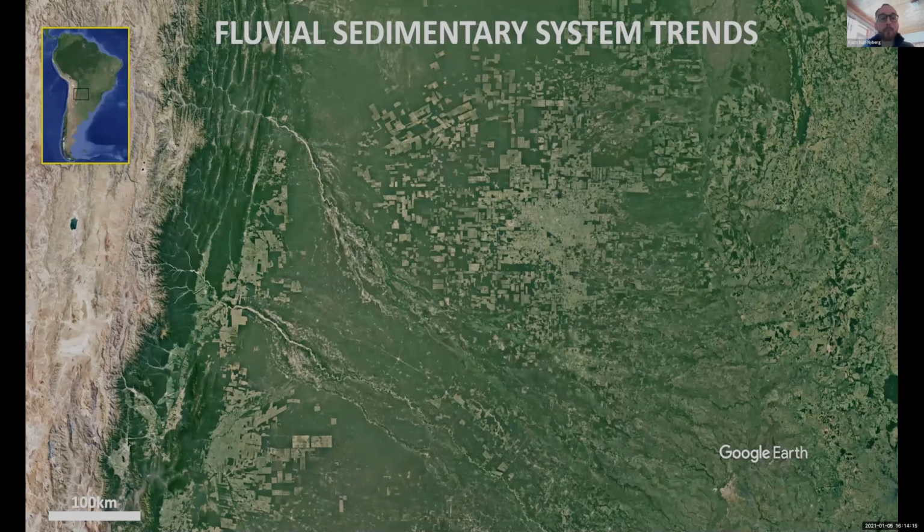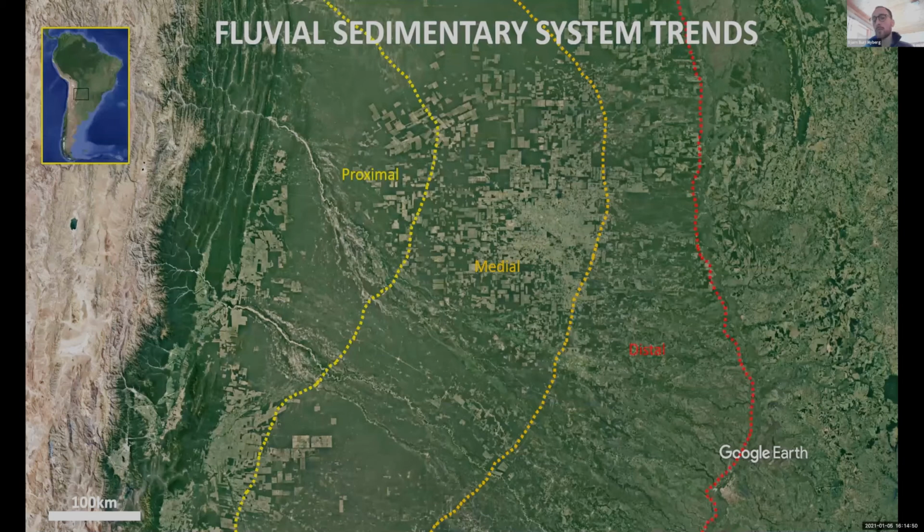So this is just an example quickly from South America, just off the Andes here in Argentina and parts of Bolivia. But essentially we see those trends or observations in the modern, where we see that proximal region, those amalgamated, braided to meandering sedimentary systems or fluvial systems. We see that medial area where we start getting predominantly meandering river systems with more floodplain material. And then in the distal region, it's almost dominated by floodplain environments.